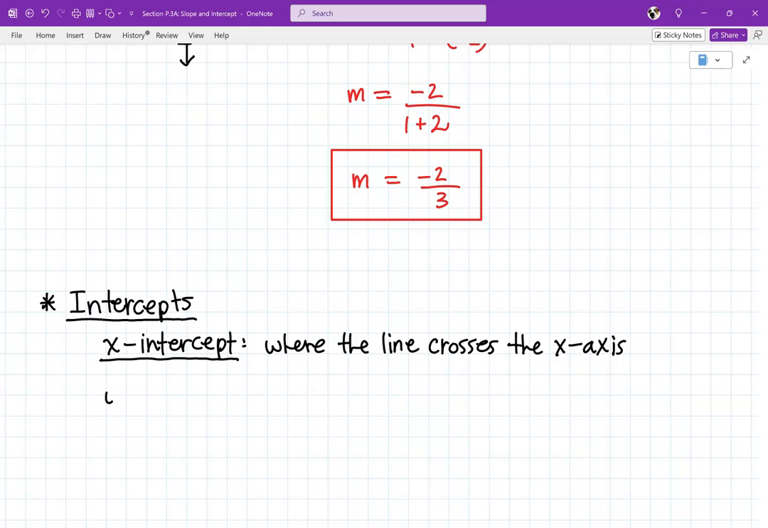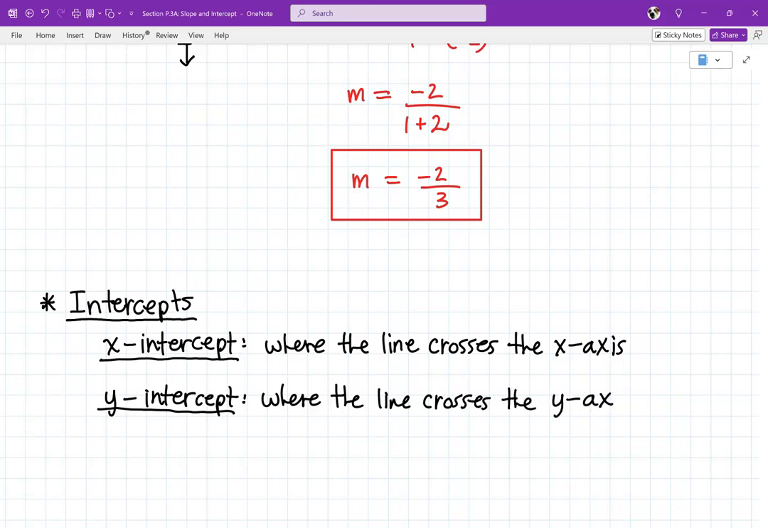And the y-intercept is where the line crosses the y-axis. So I'm going to pause it right now.